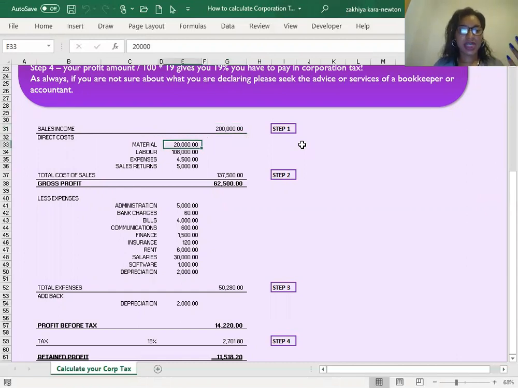Then you'll calculate your direct cost or your cost of sales. That will be all of the costs that are directly associated with each unit of goods or service that you're selling, and you add those up for the year. And you'll also include any sales returns. So if you had to give any refunds during the period, then put that in this section as well. Total them up together and calculate your gross profit. That is your sales income minus your cost of sales. That gives you gross profit.